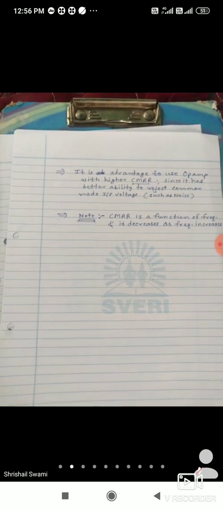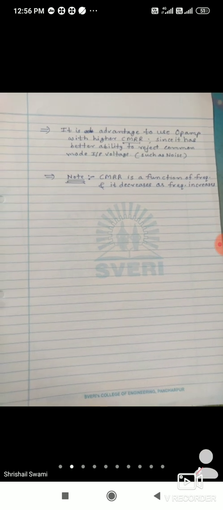So these all points we have discussed today. In the next lecture, we are going to discuss the slew rate. That is the last parameter from this unit number 2, the last parameter of op amp. So CMRR we have completed today. We have solved one example on power supply rejection ratio also. So in the next lecture we are discussing the slew rate.